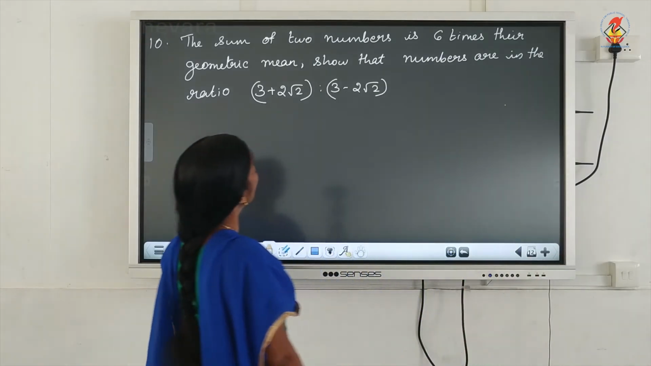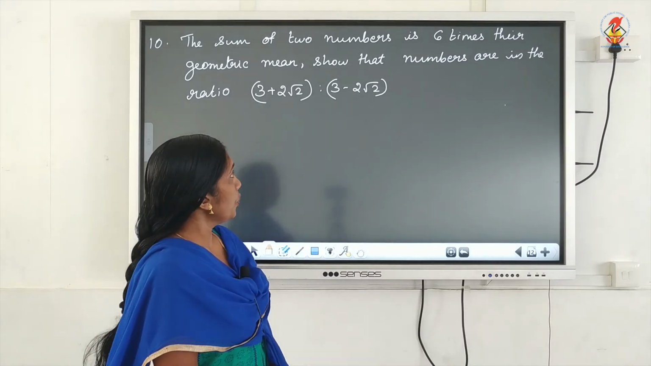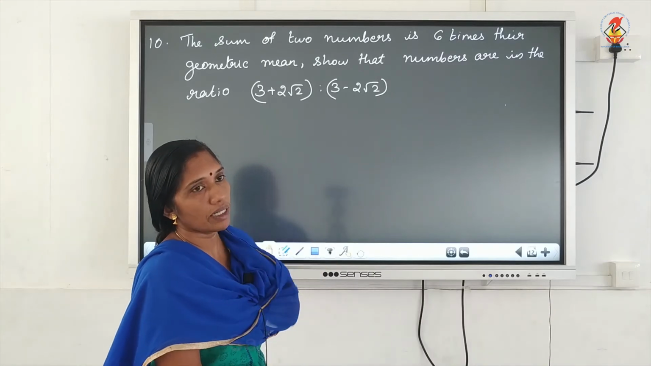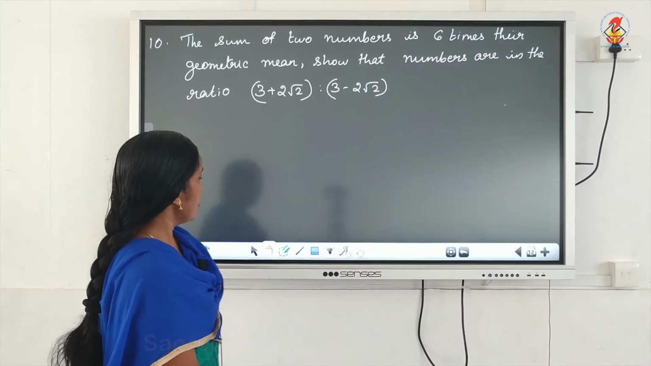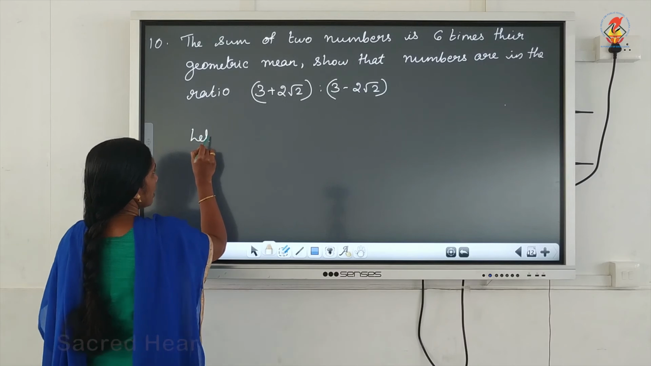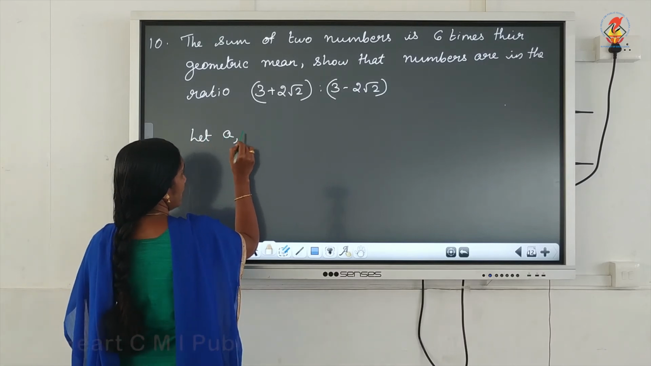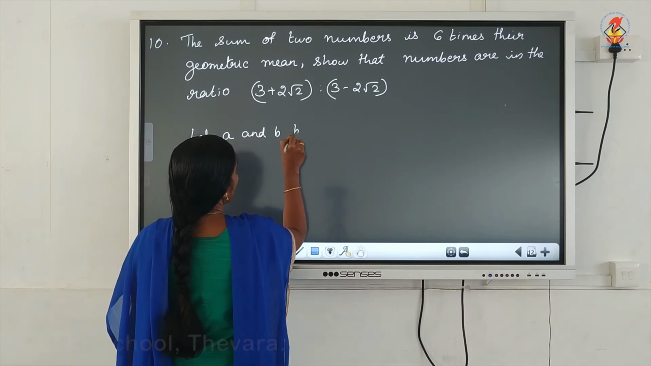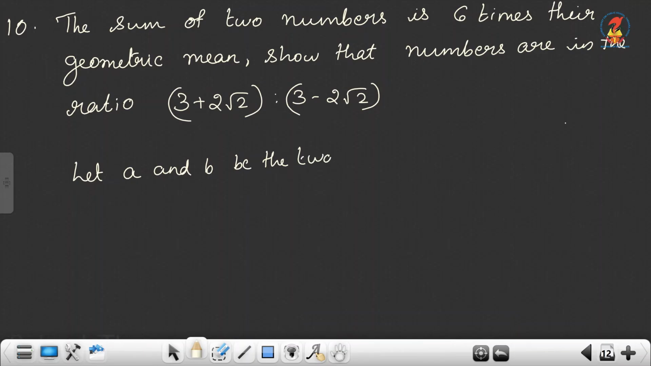Now, the last one. The sum of two numbers is 6 times their geometric mean. Show that the numbers are in the ratio 3 + 2√2 is to 3 − 2√2. So, you have to take two numbers, their sum is 6 times their geometric mean. So, let A and B be the numbers. Two numbers you have to take.